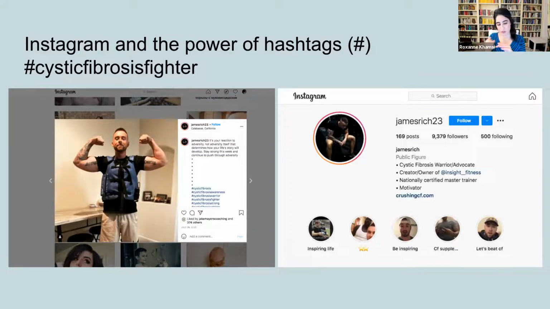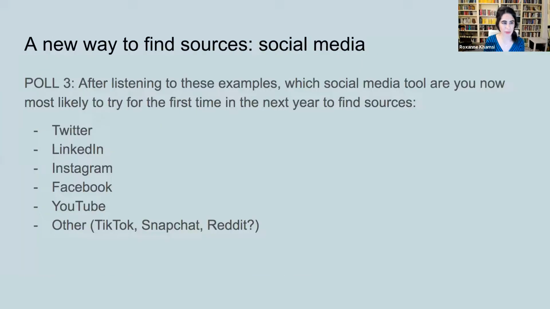Use hashtags. So use hashtags not just on Instagram searches for sources, but obviously in Twitter, if you've got a particular thing that you want to find out who they're talking about, use a hashtag. Sometimes people, I've seen even journalists, and I think I've done this myself, will say, hey, med Twitter, hashtag med Twitter, I've got this question, and see what people say. So in this case, it was cystic fibrosis fighter. And James here is kind of a person who's advocating and very openly talking about his journey with cystic fibrosis.